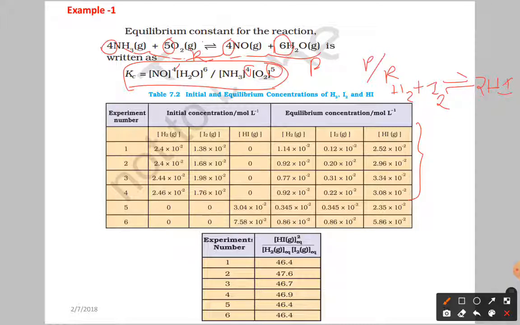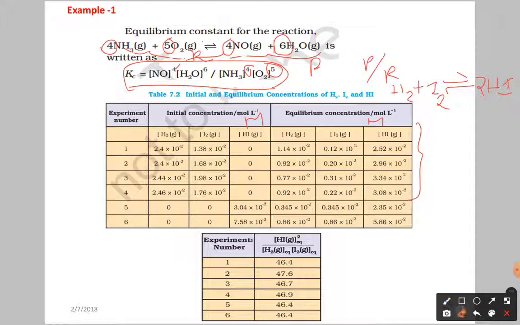Now if you see the experiment number 1, we have 6 experiments here. For H2 we have the initial concentrations and the equilibrium concentrations, in moles per liter. Moles per liter is the concentration, which we simply call molarity, with the symbol capital M. Already we discussed this in methods of expressing concentration in stoichiometry.